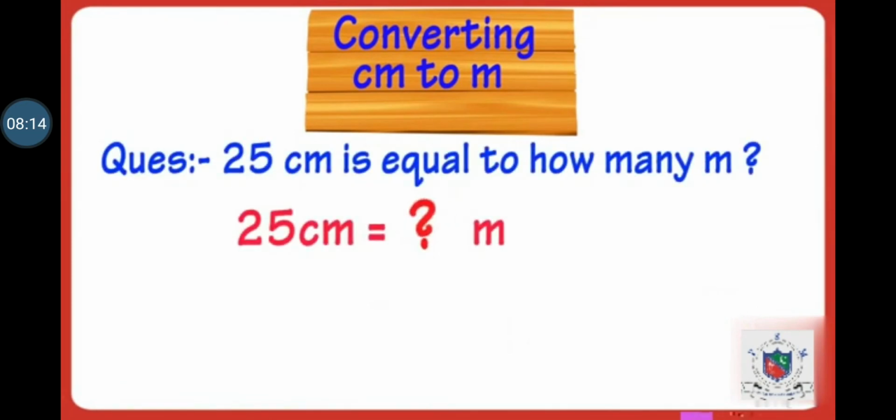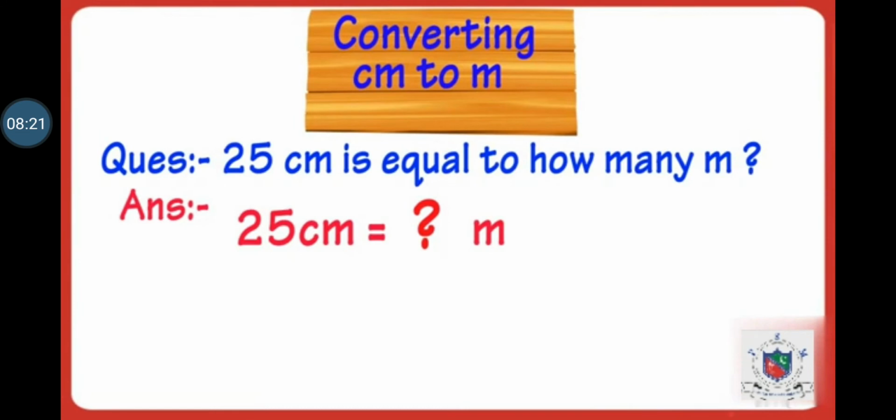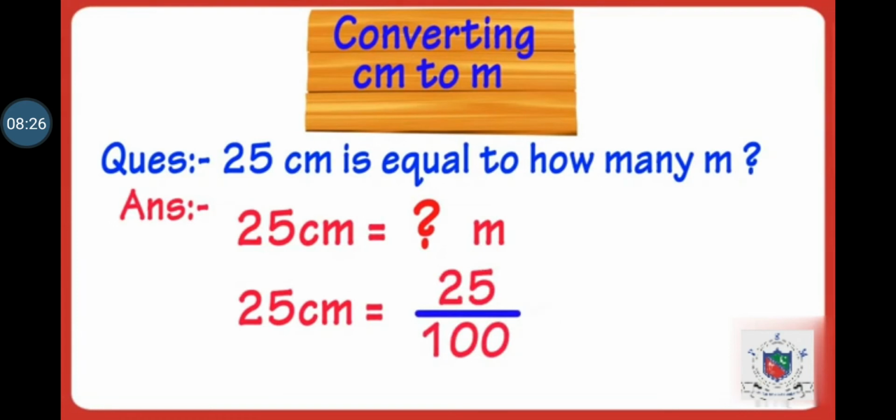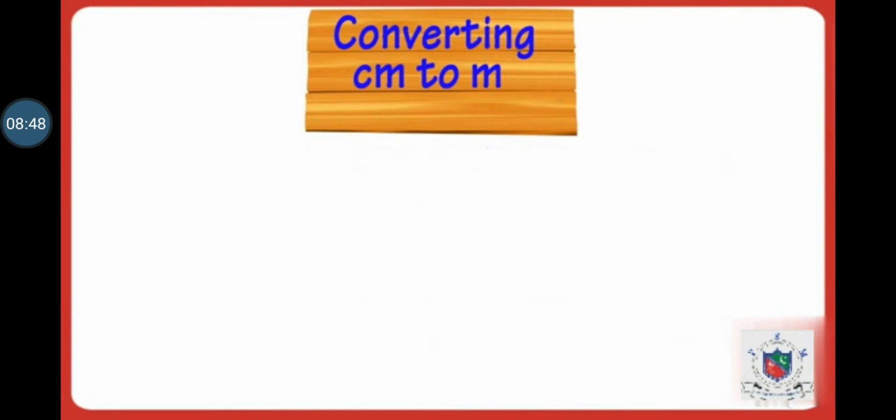So let's convert 25 centimeter to meters. Yes, we have to divide by 100. So when we divide 25 by 100, as we already completed our topic decimal, and in this topic we had learned that if we have 100 in the denominator, we have to place the decimal point after 2 digits from the right hand side. So it will be 0.25 meter.